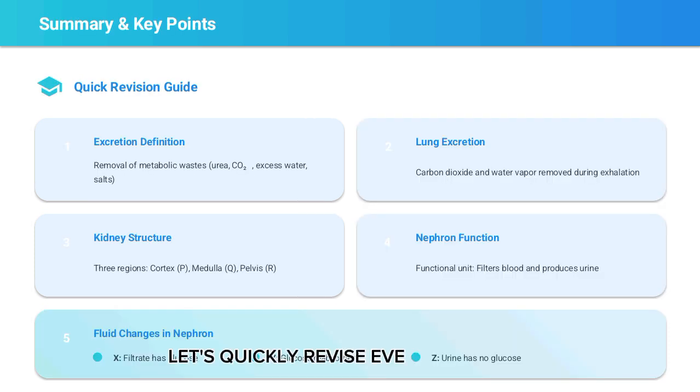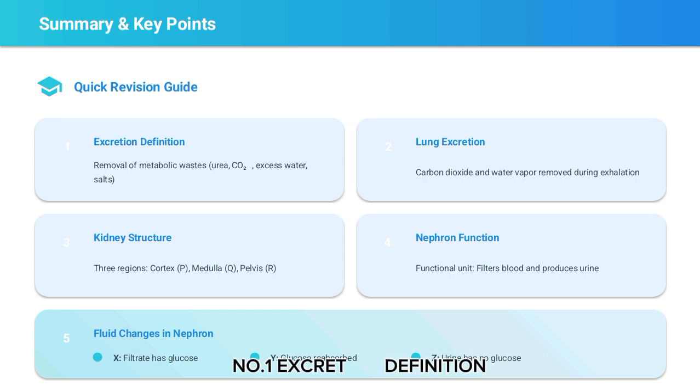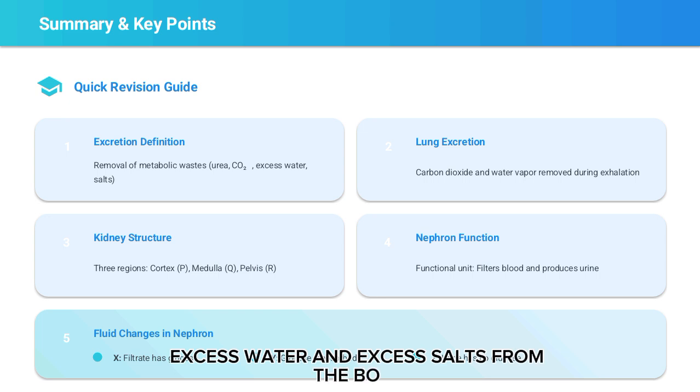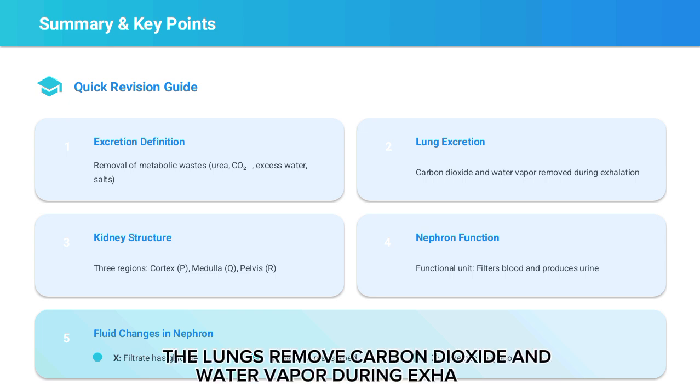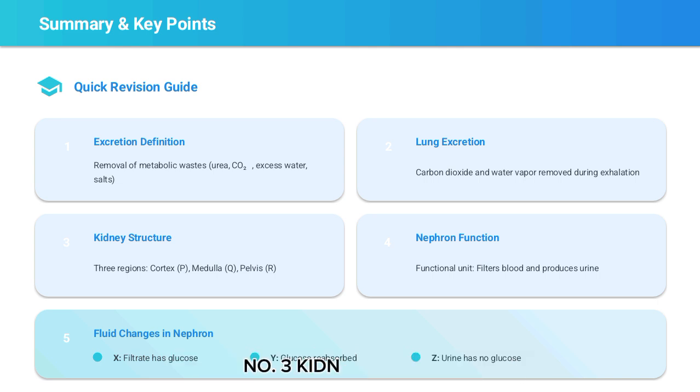Let's quickly revise everything we've learned today. This is your quick revision guide for the exam. Number 1, excretion definition. It is the removal of metabolic wastes, including urea, CO2, excess water, and excess salts from the body. Number 2, lung excretion. The lungs remove carbon dioxide and water vapor during exhalation. Number 3, kidney structure. 3 regions to remember: Cortex, P, Medulla, Q, and Pelvis, R.